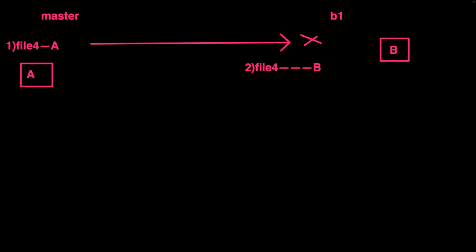Now we are trying to merge. Merging means merging from B1 to master. Merging means bringing the changes from one branch to another. This is the source branch. This is the destination branch. We are bringing changes from one branch to another, like from source to destination, right? This is the concept of merge.